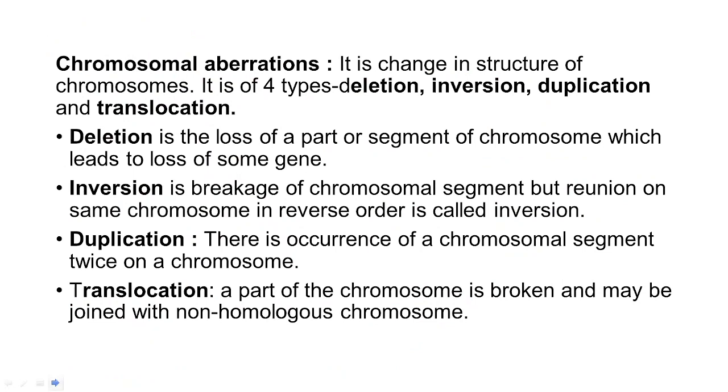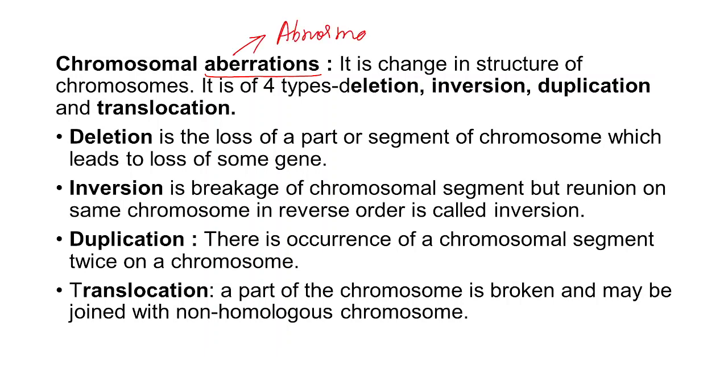Right. Next one, chromosomal aberrations. Coming to the next part of the chapter, that is chromosomal aberration. What do you mean by aberration? Aberration means change in the structure. Change in the structure, that is chromosomal aberration. Or abnormality, you can also call it.